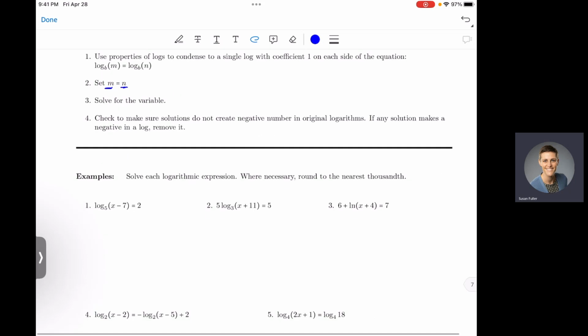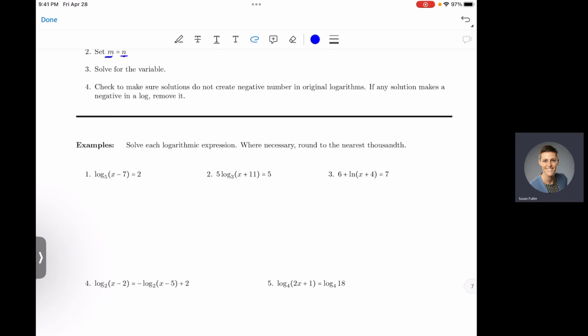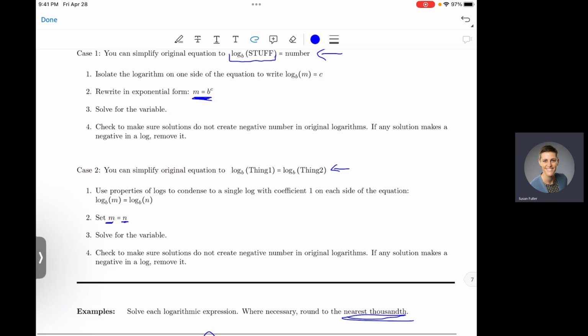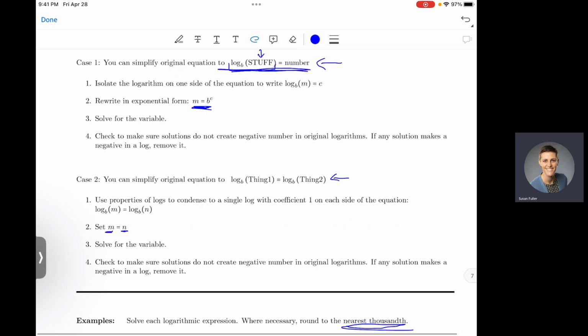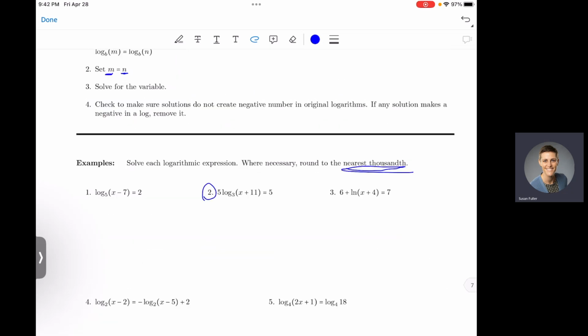Okay, so let's practice this. So number 2, we're going to solve each of these and when necessary, round to the nearest thousandth, so 3 decimal places. All right, so number 2 is 5 times log base 3 of (x plus 11) equals 5. We only have one log in this whole equation, so we are definitely in case 1 up here. So we want to make sure that we get that log completely by itself on one side of the equation.